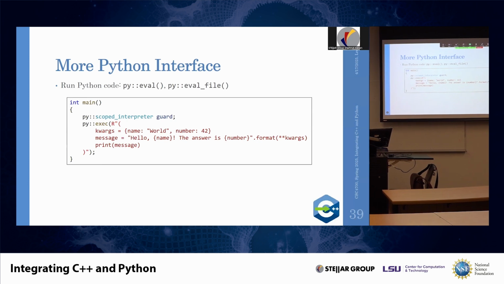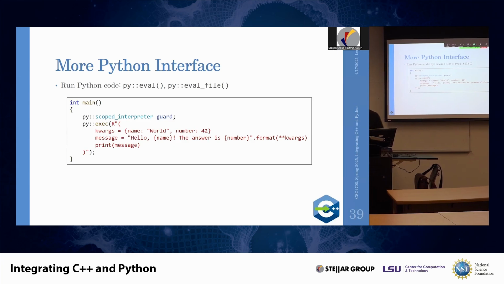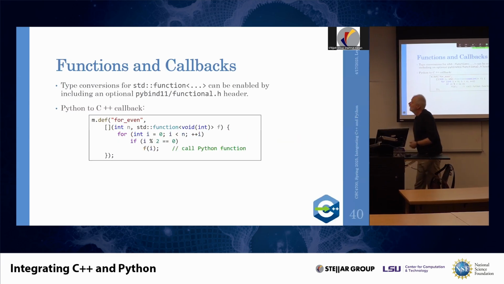You're too lazy to rewrite that nice facility you have had for years on your hard disk, but you want to use it in C++. Here you go. By the way, there's eval file as well, so you don't even have to copy the stuff over. You can read a Python file and run it directly from the C++ side.